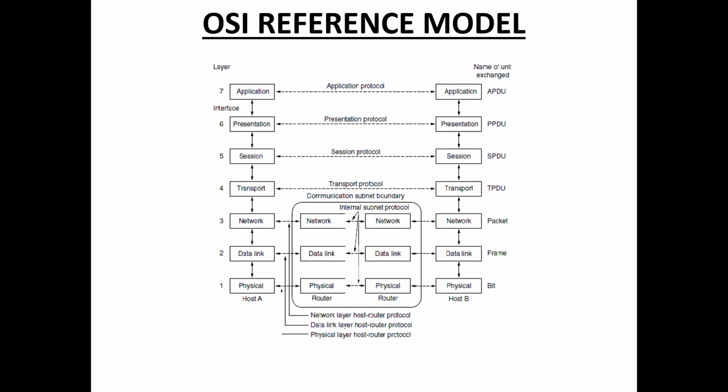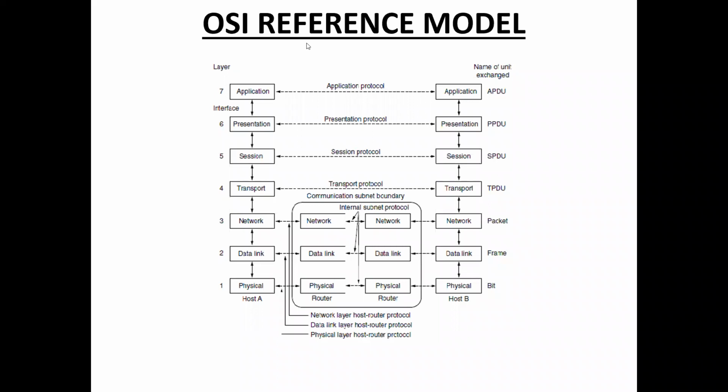So this OSI reference model consists of 7 layers: physical layer, data link layer, network layer, transport layer, session layer, presentation layer, and application layer. Here each layer performs a particular task, and the task assigned to each layer can be performed independently. So this is the introduction to the OSI reference model.